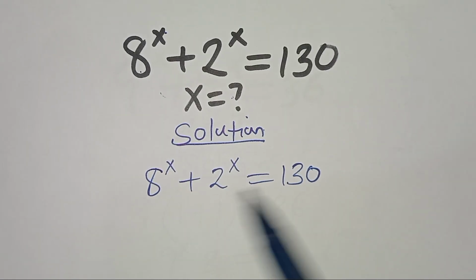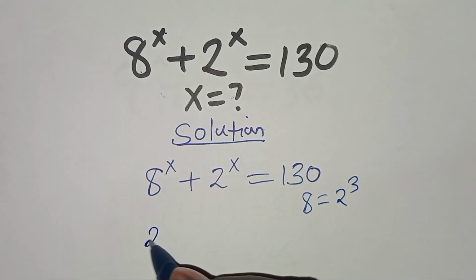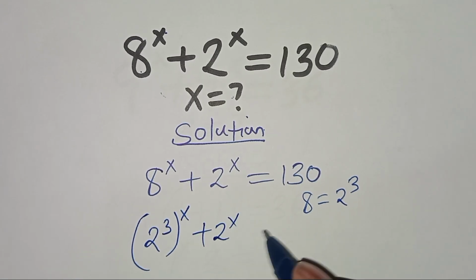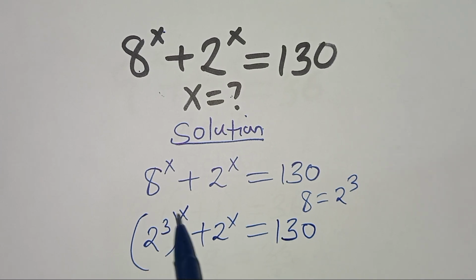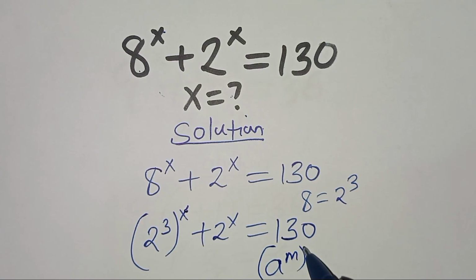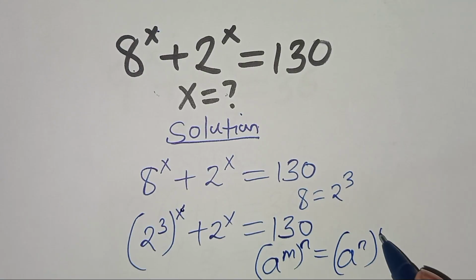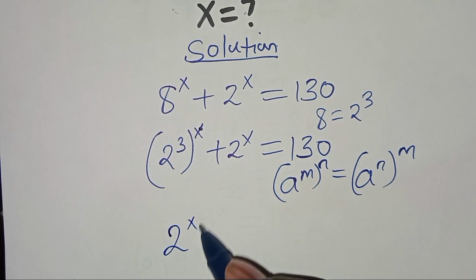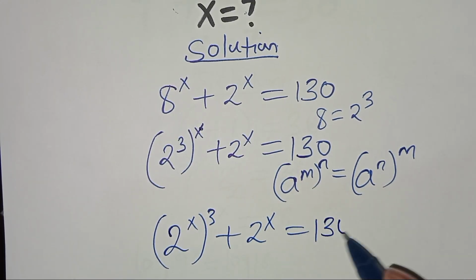Now we can express 8 as 2 to the power 3. Substituting this, we'll have 2 to the power 3, raised to the power x, plus 2 to the power x, equal to 130. This is in the form of a to the power m raised to the power n, which we can express as a to the power n raised to the power m. Applying this identity, we'll have 2 to the power x raised to the power 3 plus 2 to the power x, equal to 130.